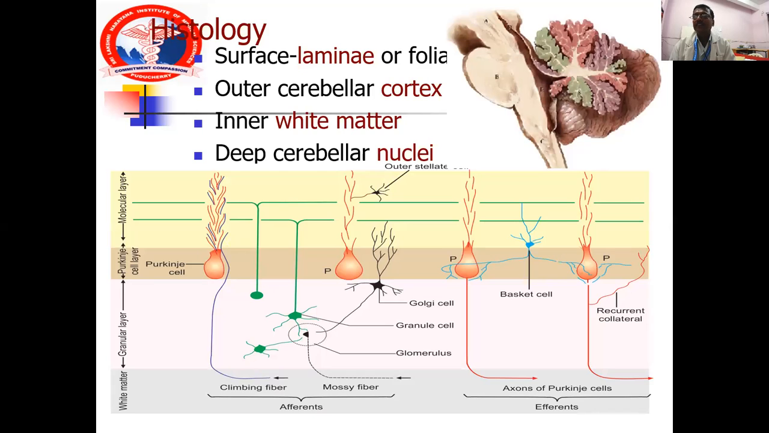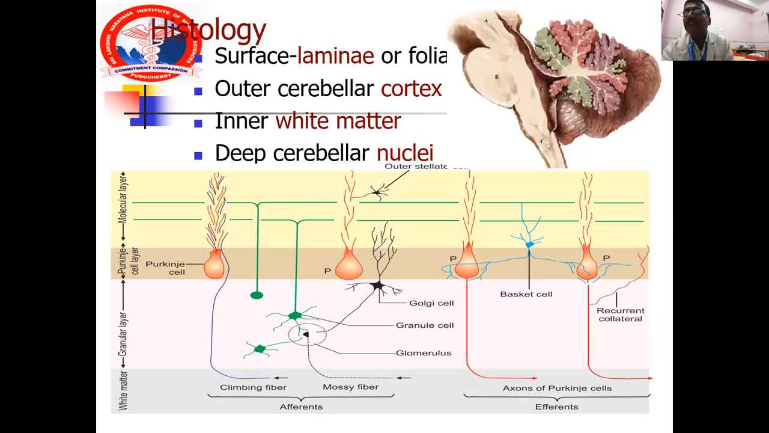Now, histologically, this cerebellum divides into four major structures, known as surface, outer cerebellar cortex, and inner part and deeper part. The surface, also known as laminae or folia, and the outer cerebellar cortex will be present next to this surface, and inner white matter and deep structures called deep cerebellar nuclei.